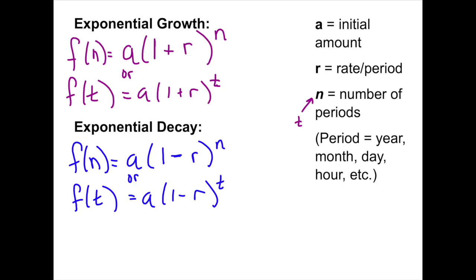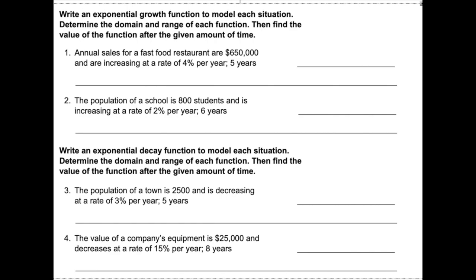Right? So given that we have these two major functions here, our exponential growth function, a times 1 plus r to the n, or a times 1 plus r to the t, and our exponential decay, a times 1 minus r to the n, or 1 minus r to the t, here's what I want you to do. I want you to take a moment and use Desmos or some other graphing calculator, maybe your own graphing calculator. For each of these situations, for the first two, write an exponential growth function.